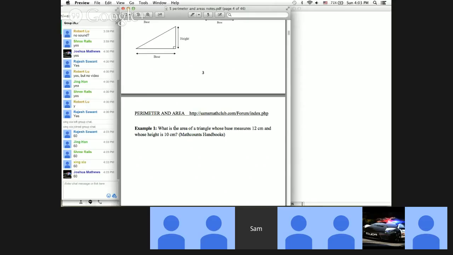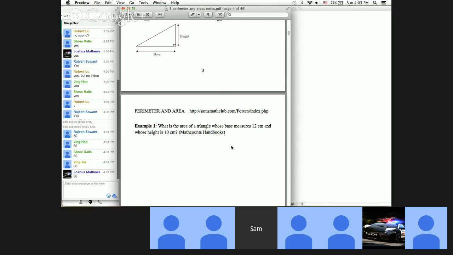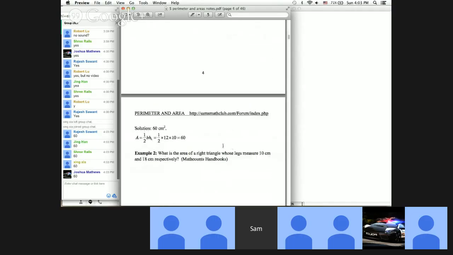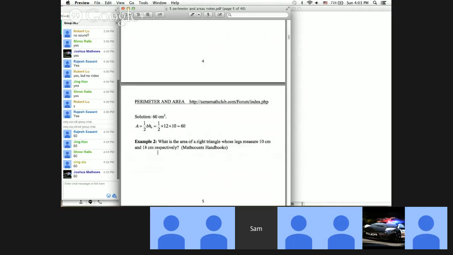Right, so this one should be pretty easy. Nice job to the guys who got it down here. It's just base, which is 12, multiplied by height, which is 10, divided by 2. So it's 120 divided by 2, which is 60. So 60 right here. So let's try example number 2. This one's really similar, so just see if you can solve it real quick.